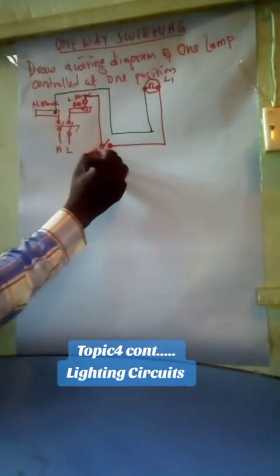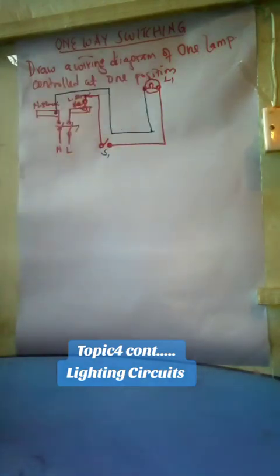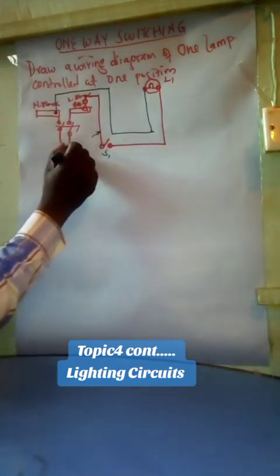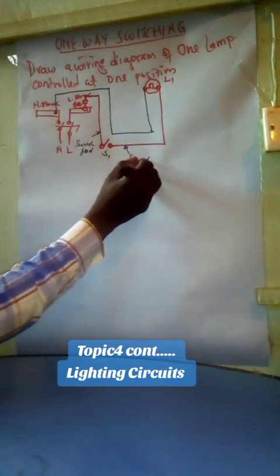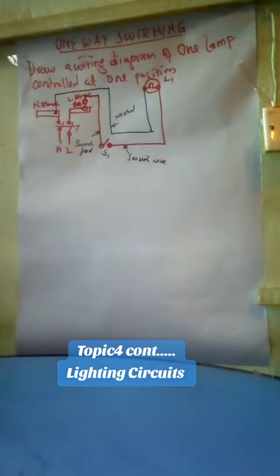Now this is our switch 1. So this switch controls this lamp. This one is known as the switch feed, and the one going out is known as switch 1, and this one is our neutral. So that one is one lamp controlled at one position. Okay.